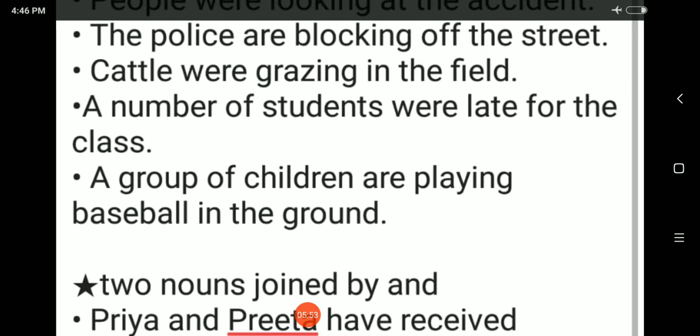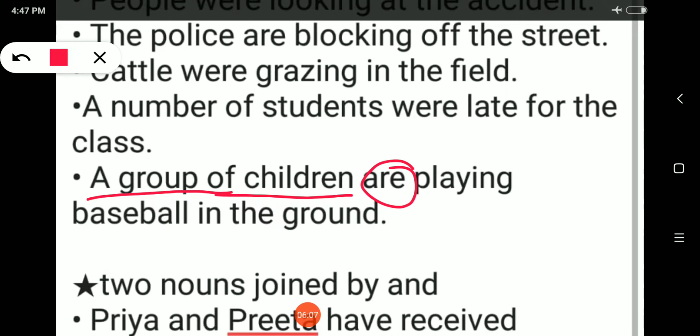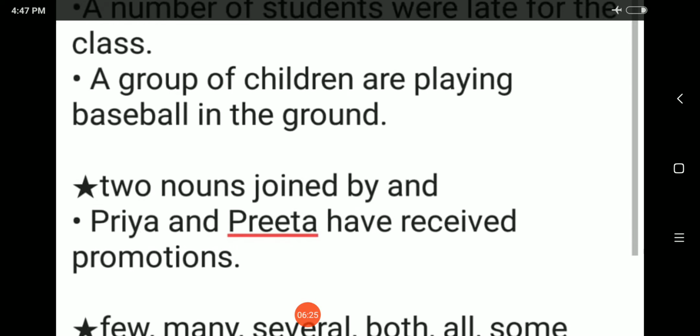Okay, next one. A group of children are playing baseball in the ground. So a group of we have got as a subject. A group of children. Okay, what is are? It is a plural present auxiliary verb. So when you are using people, police, cattle, a number of, a group of as subject, the verb should be in a plural format. So this is one of the rules in the agreement between the subject and the verb.